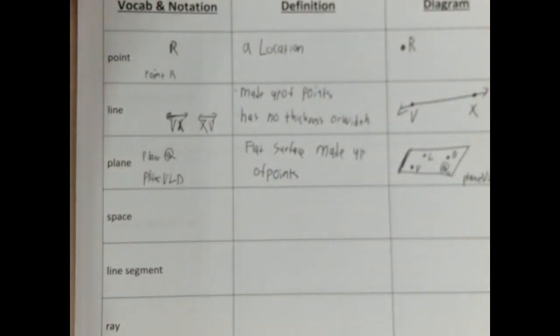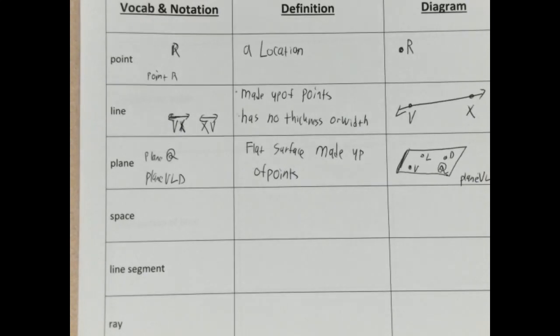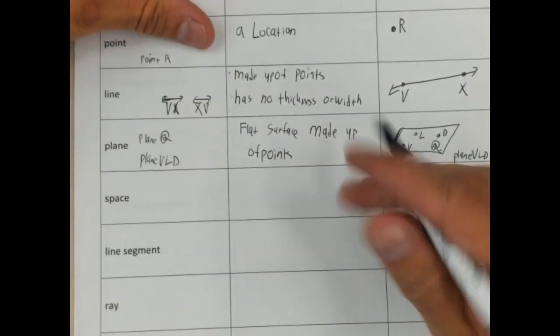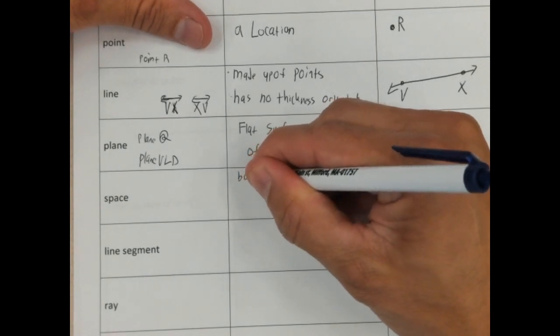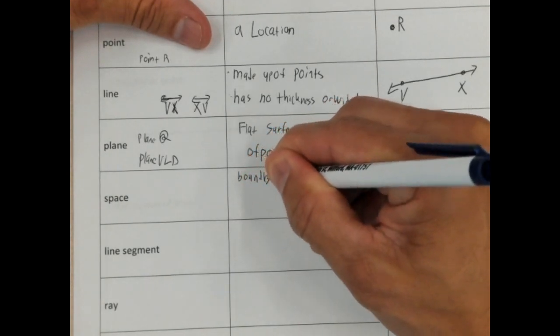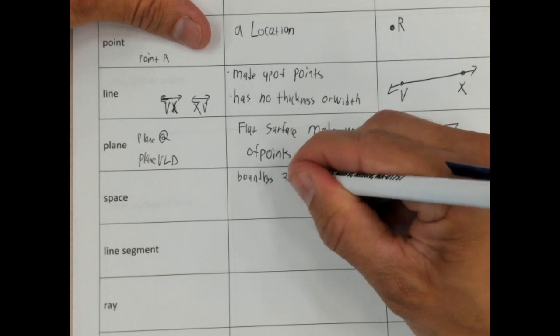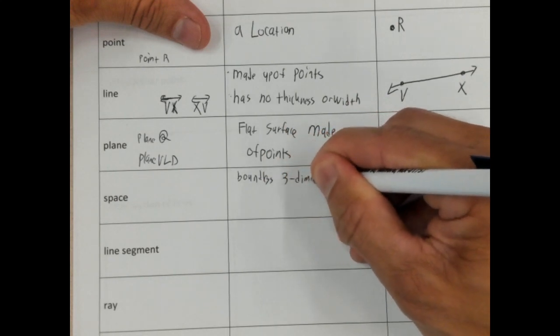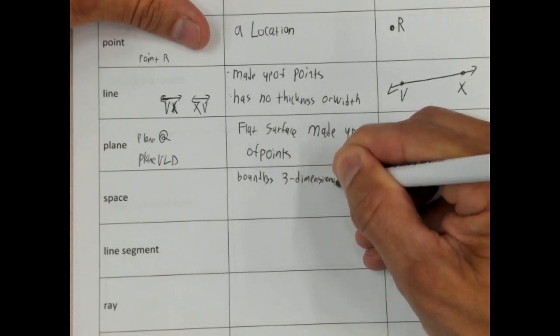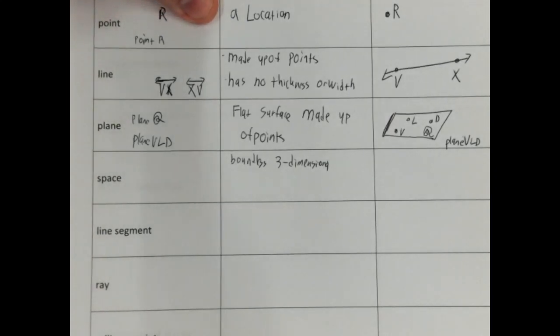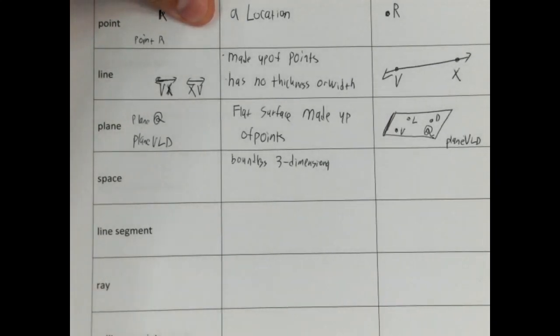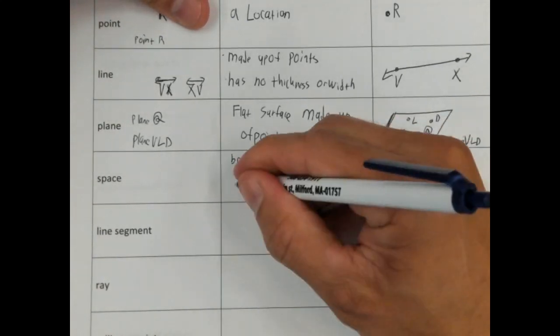Okay. So what do we have left? We have space. Okay? So space is a boundless, 3-dimensional set of all points.